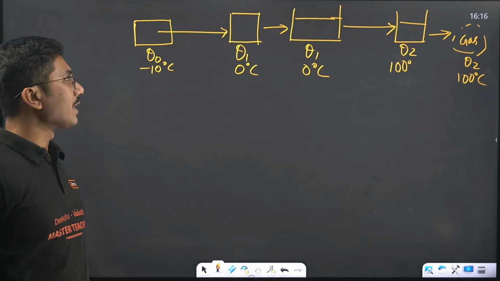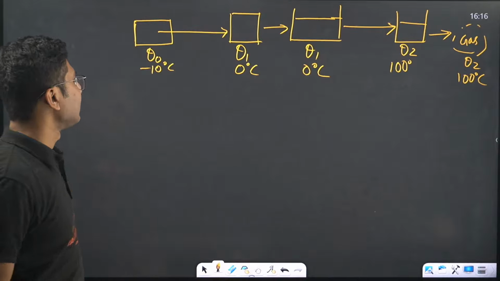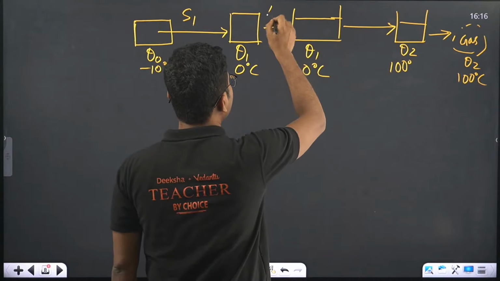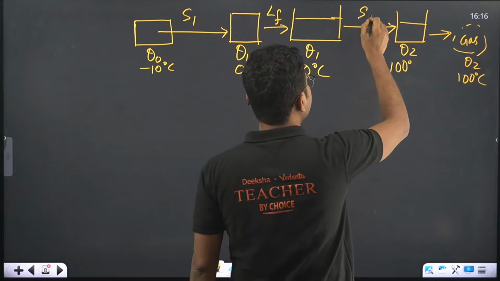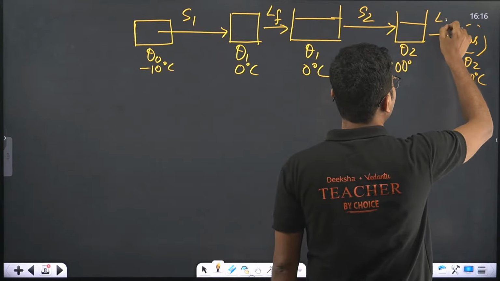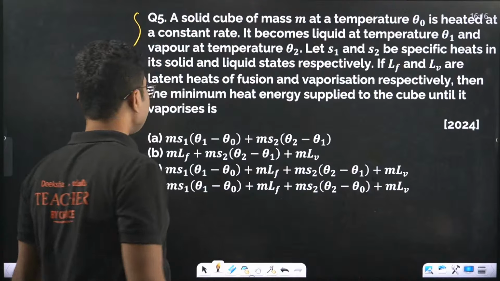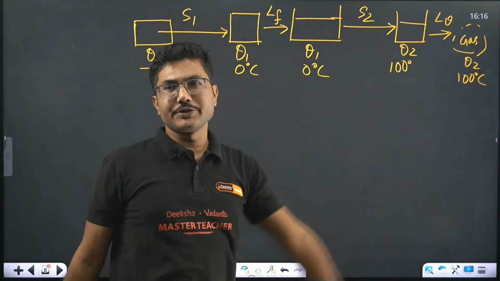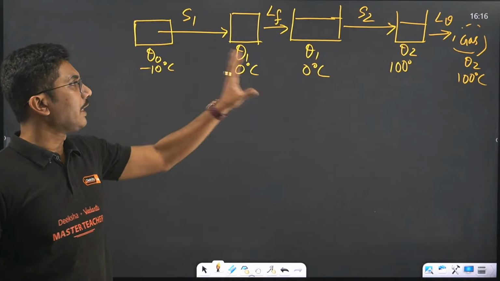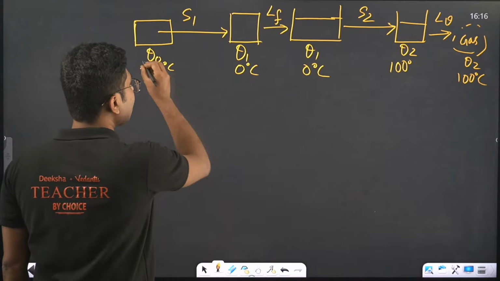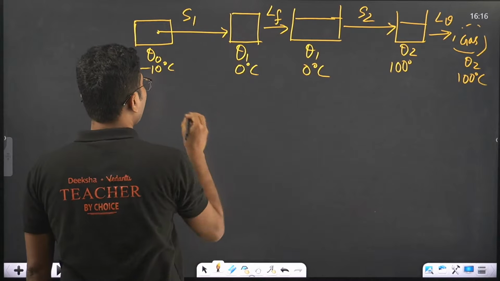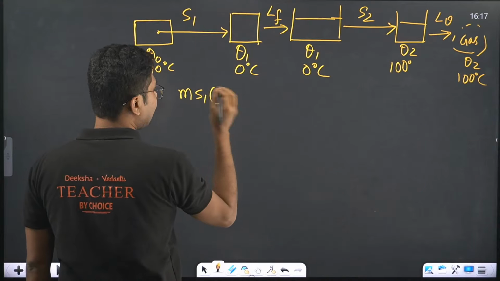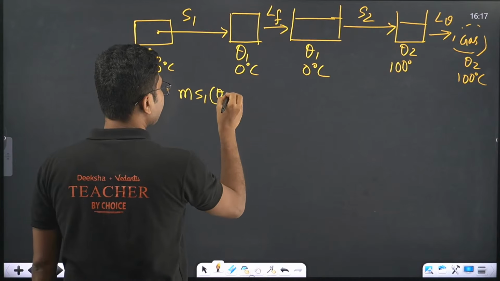You have to find the total heat required for this process. The specific heat here is S1, the latent heat of fusion is LF, here the specific heat is S2, and here the latent heat of vaporization is LV. LV is given. So this is the process which is happening. Now you have to find the total heat required. So what is the total heat required from here to here? Total heat required is m s delta theta. Delta theta means change in temperature.